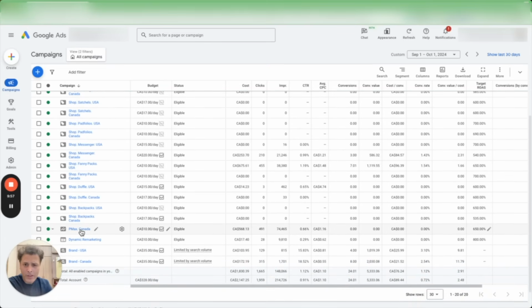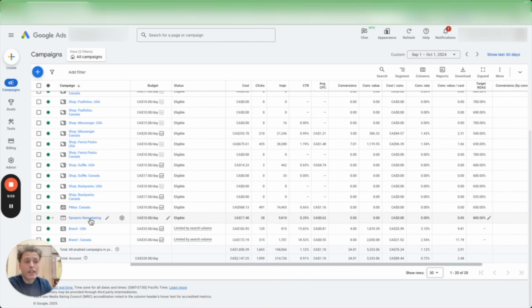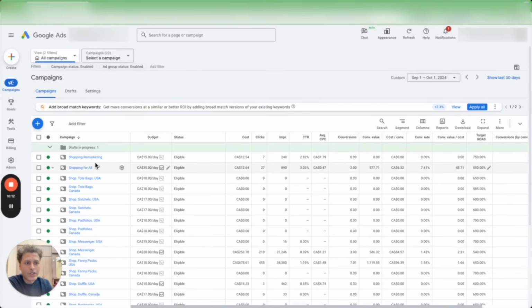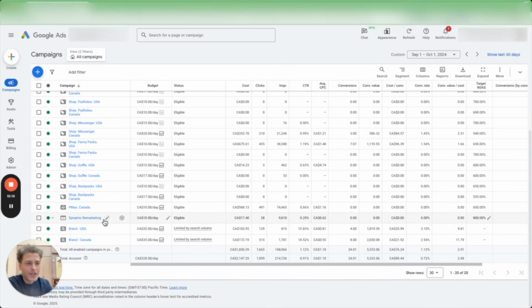Performance Max Canada is a similar campaign to what I've already mentioned. Then there's another remarketing campaign, but this time it's dynamic. Above, you have seen just shopping remarketing, which is a different one. Then there's a brand campaign for USA and a brand campaign for Canada.